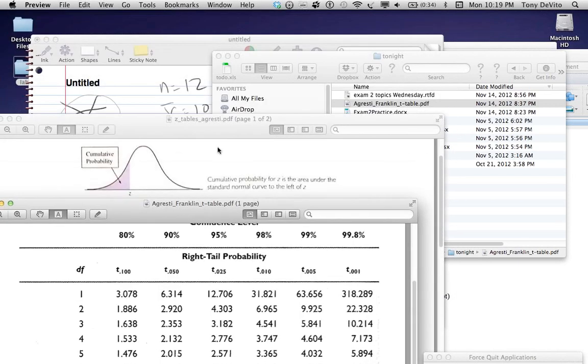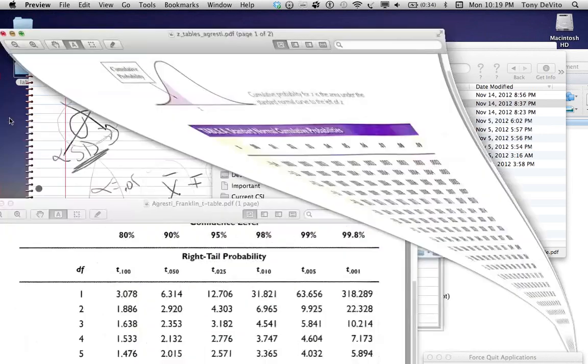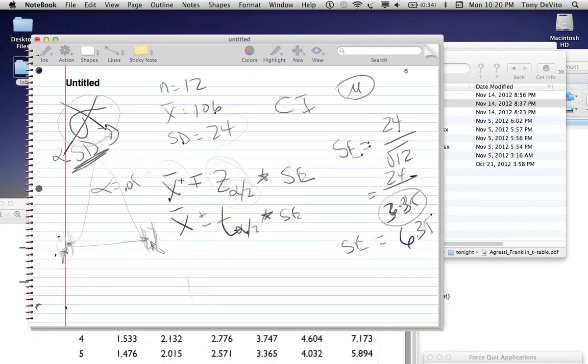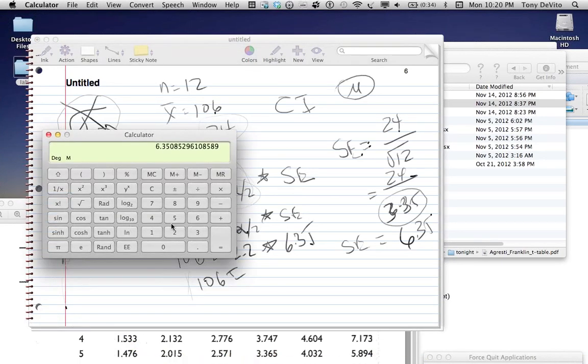That's going to make our confidence interval wider and make up for the uncertainty that we have because we don't know the true population standard deviation and because it's such a small sample. So we got 106 plus or minus 2.2, I'll round it to that, times 6.35. Okay, so that's 106 plus or minus, and we do our calculation, 2.2 times 6.35 equals 15.87.